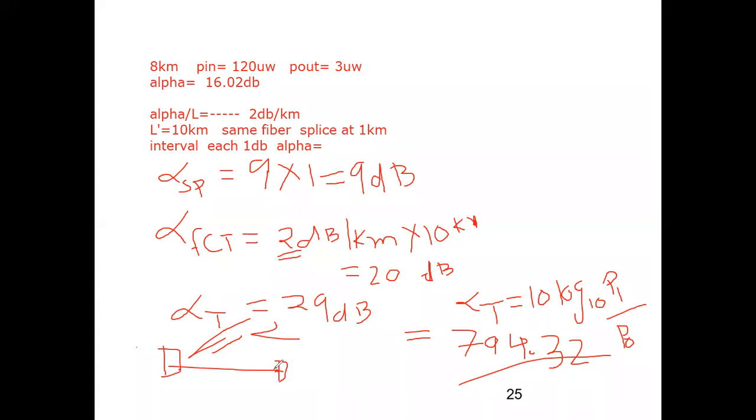Many times a connector is there at the source. Students think that yes, there will be a connector at the receiver also. No, but see whether that is specified in the question or not. If it is specified, then only you consider it. So simply add it to this alpha total, all those various types of losses.